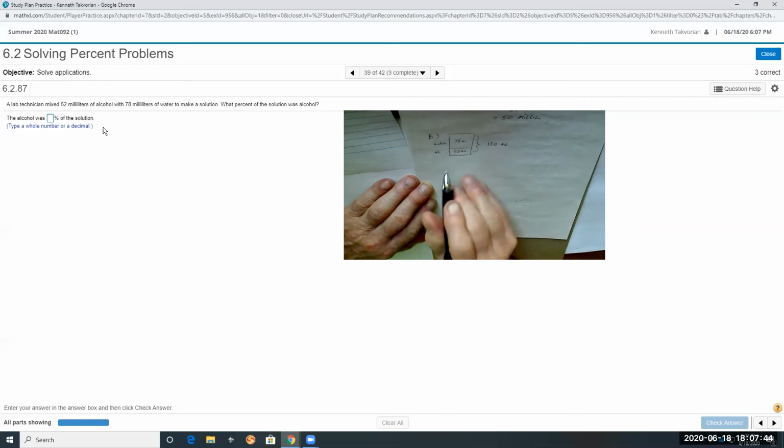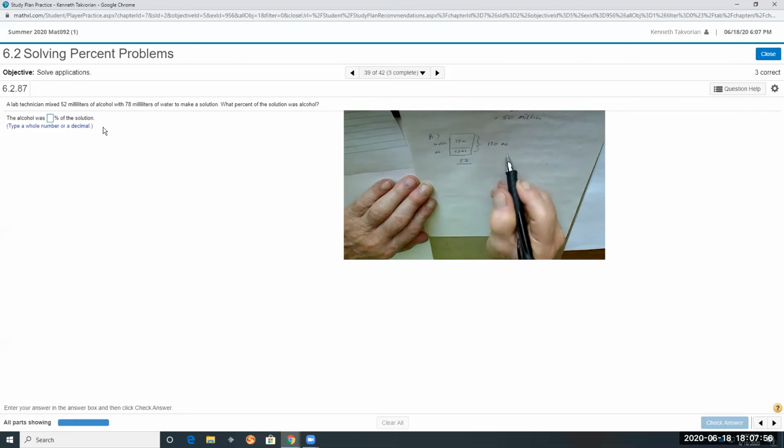Well, the obvious by making this picture, if the problem says what percent of the solution was alcohol, well, how much alcohol is there in the solution? 130, not 52 over 78, but 52 over 130. That is the fractional percent of alcohol. If we take that and we multiply it by 100%, we should have our answer.